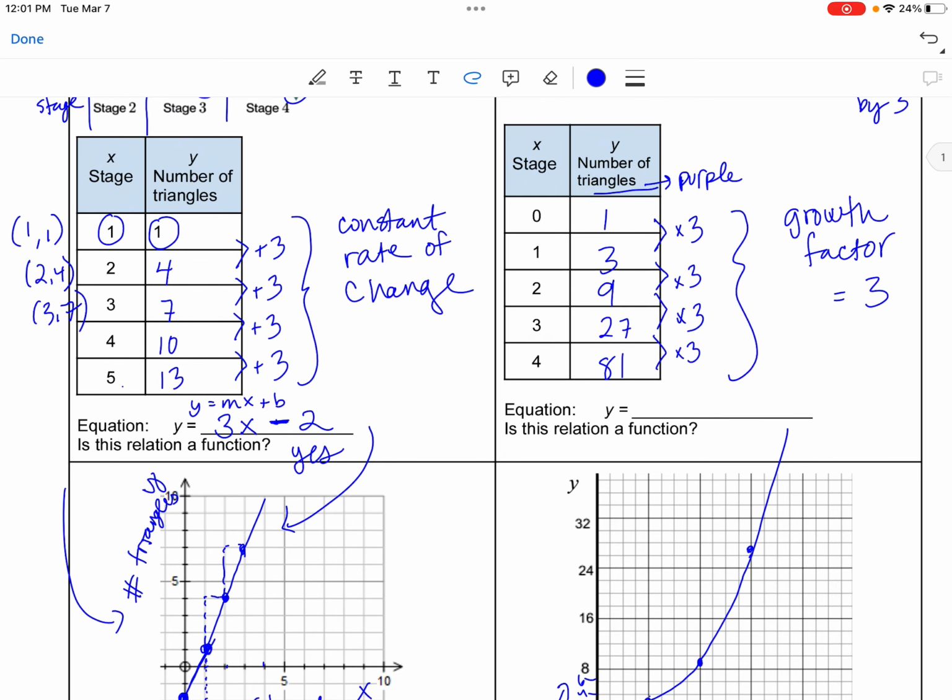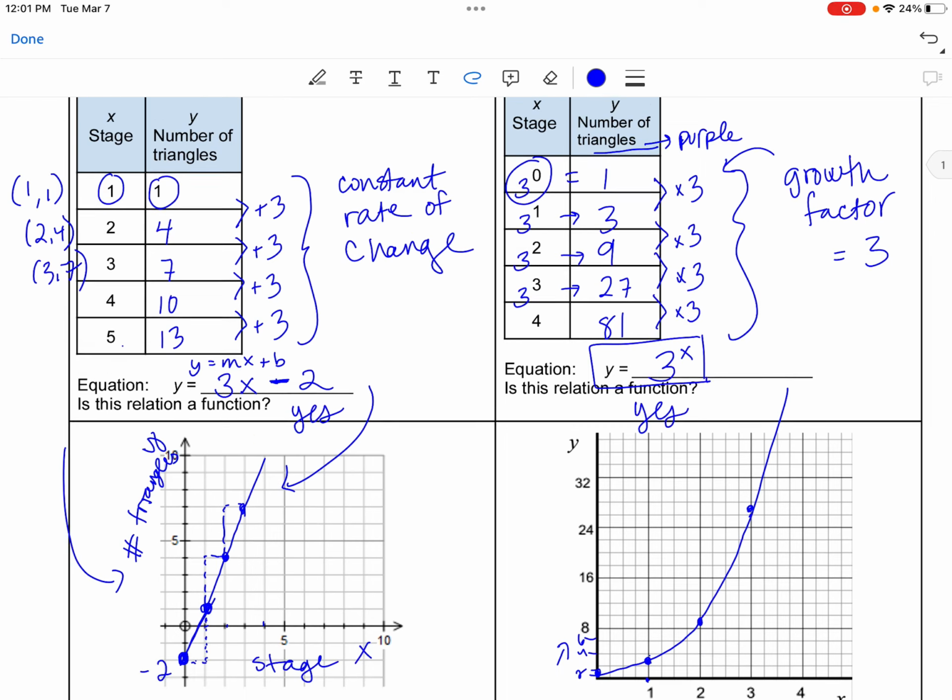And its equation, notice here, each of these, we're going to take this growth factor. If we take the growth factor and we raise the stage to that factor, or we say, here, I'm going to tell you the equation is 3 to the x, and let's check this here. 3 to the 0, is 3 to the 0 equal to 1? Yes, it is. How about 3 to the first power? Does that equal 3? Yes. Does 3 to the second power, or 3 squared, equal 9? Yes. All right, so this is working. That is our equation. And this is also a function, because there's 1 output for each input.